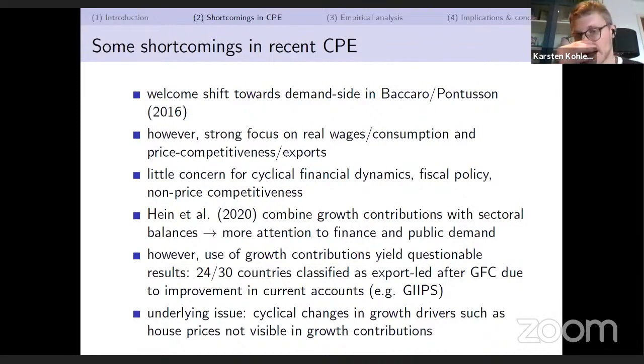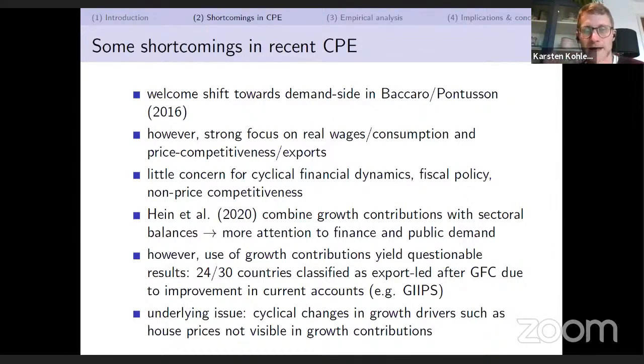So there has been relatively little concern in this paper, at least, for cyclical financial dynamics, which we believe are important in the context of the global financial crisis. Relatively little concern also for fiscal policy, which is actually quite interesting, because I think many scholars in this debate would probably relatively easily agree that fiscal policy is important. But there has been relatively little attention to fiscal policy in this part of the debate. And there's also relatively little concern for non-price competitiveness. So I'll say a bit more about that later on.